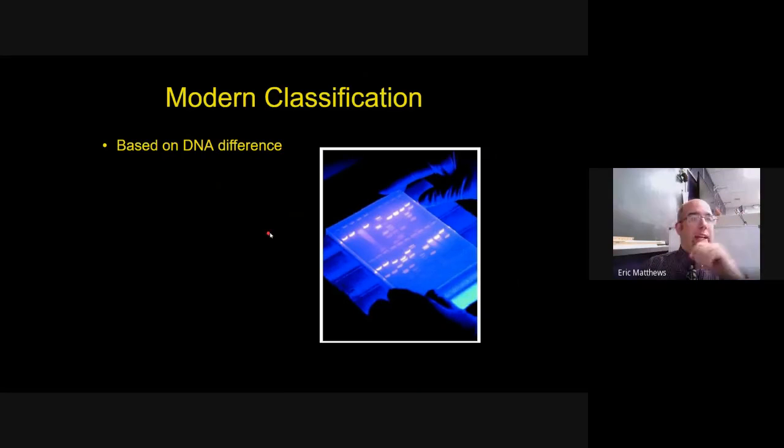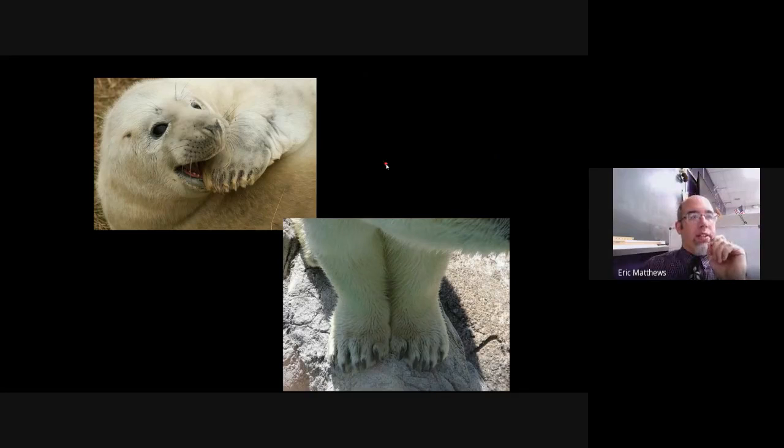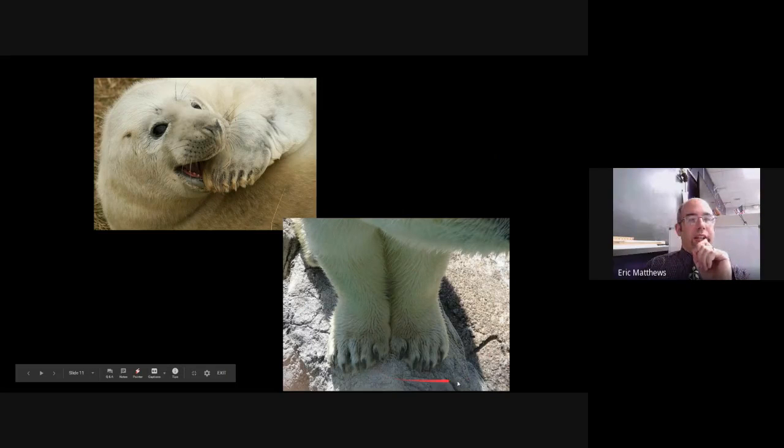And modern classification has now made use of DNA, the great equalizer. Take a blood sample, run its DNA, and then compare it to see who it's related to. So this is a harbor seal. You can see its feet right here. What is this? You'll notice the feet are very similar to it.